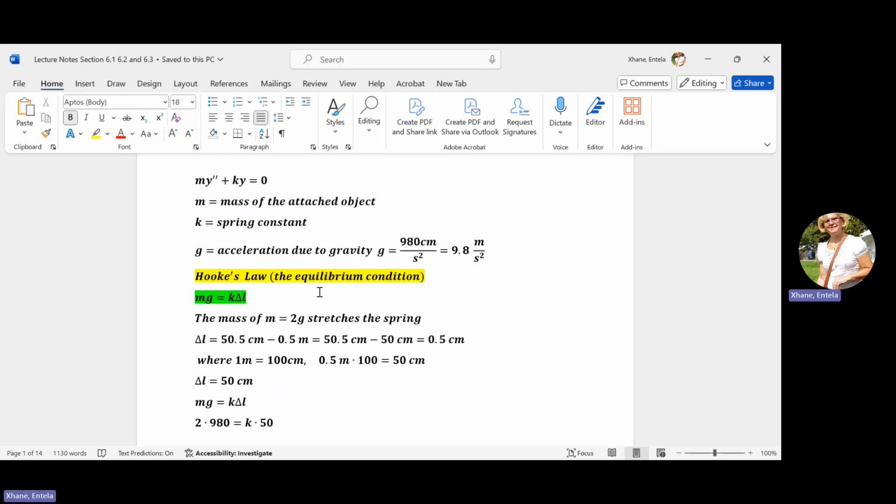But notice the difference between the units. You cannot compute delta L unless the units are adjusted. So we are going to change the units all into centimeters, knowing that 1 meter equals 100 centimeters. Therefore, 0.5 meters will be converted into 0.5 times 100 centimeters. So delta L, the difference between the new length and the natural one, is 50.5 centimeters minus 50 centimeters. So that's 0.5 centimeters.